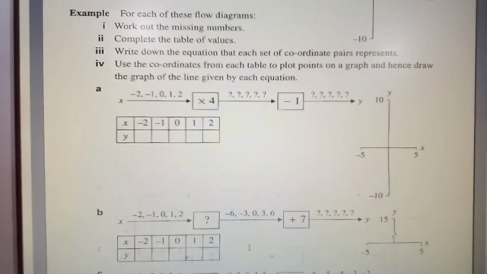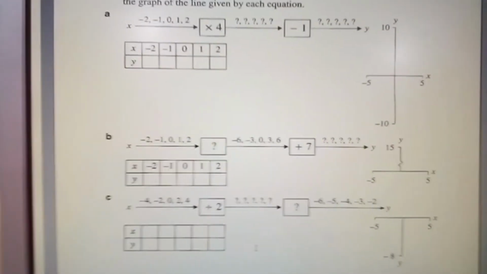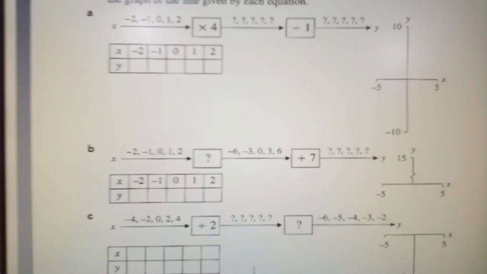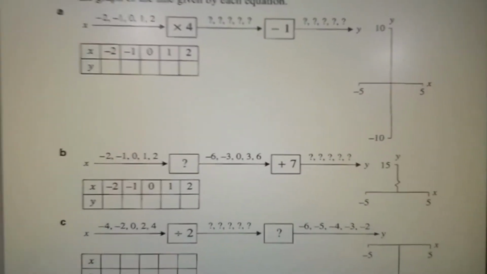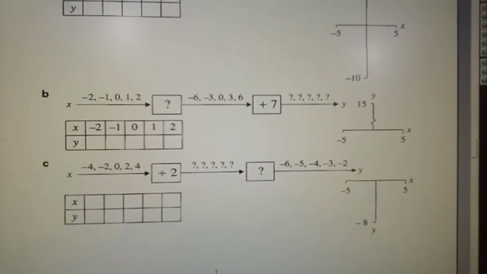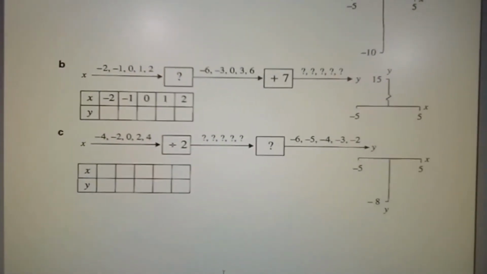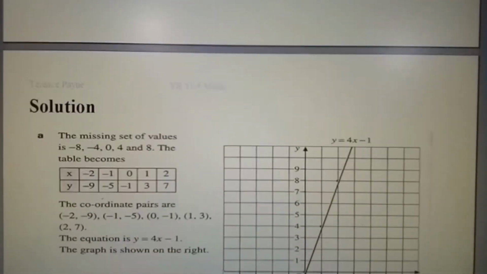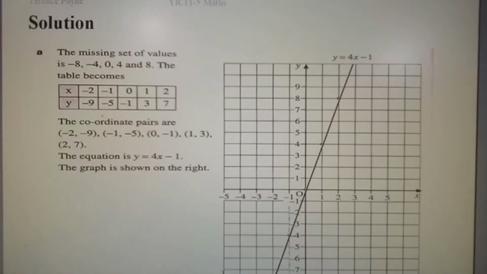And we got B. Again, a similar thing you will need to be doing. So I want you to get familiar with this before I take you on to the solutions, okay? And here you have C. Right, now let's have a look at the solution for A.